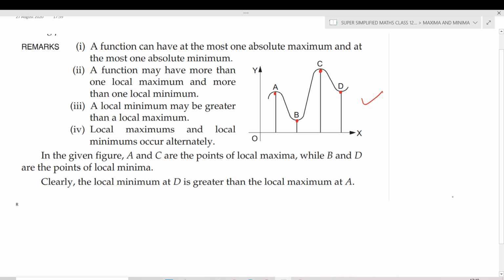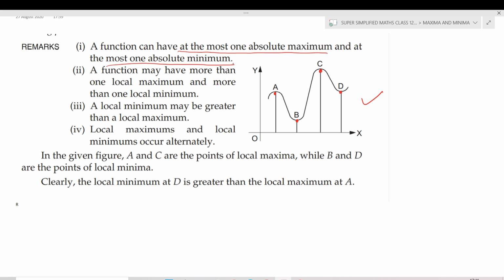In the whole domain of the function, a function can have at the most one absolute maximum and at the most one absolute minimum. For the whole domain, a function will have only one absolute maximum and one absolute minimum, but a function can have more than one local maximum and more than one local minimum.